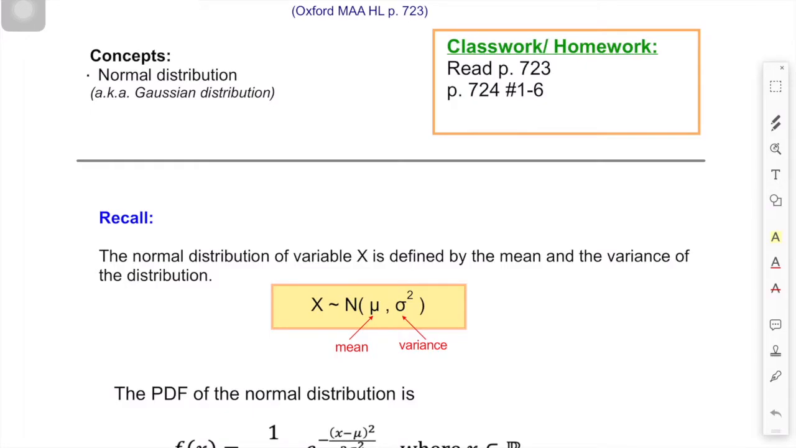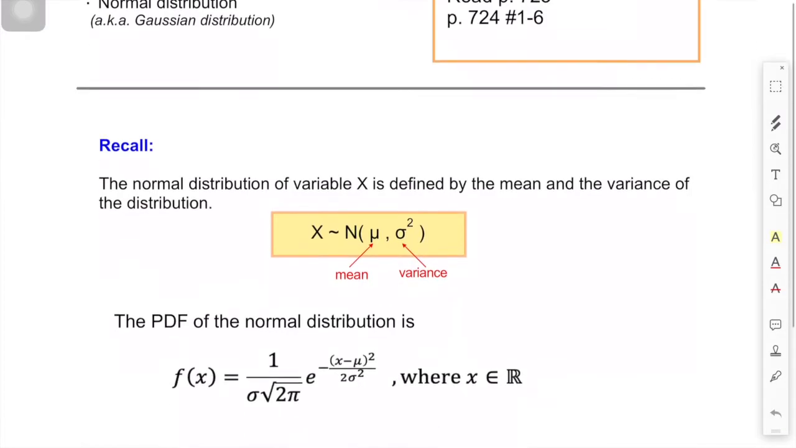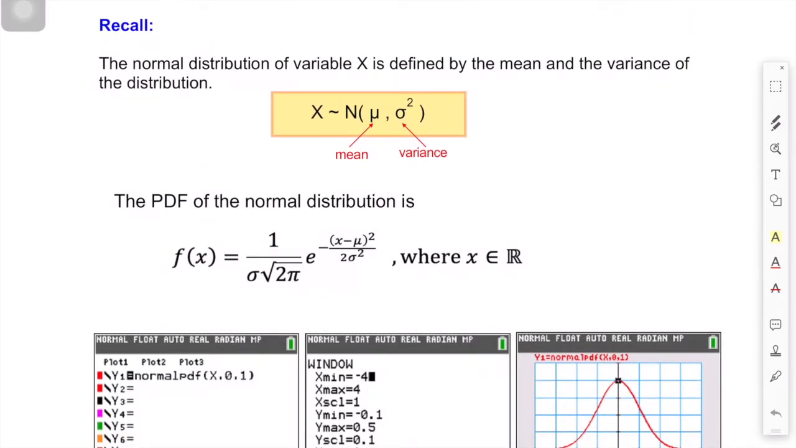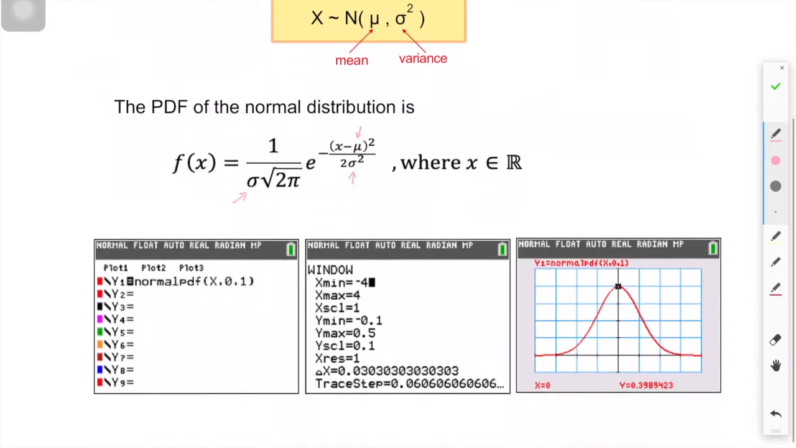Lesson 99. We will continue to look at normal distribution in this lesson. So first, let's recall the notation for normal distribution of a random variable x is defined by the mean and the variance of the distribution in this notation outlined in the box. We also know that the PDF of a normal distribution function relies on both sigma, the standard deviation, as well as the mean, which gives us the profile of the bell curve.